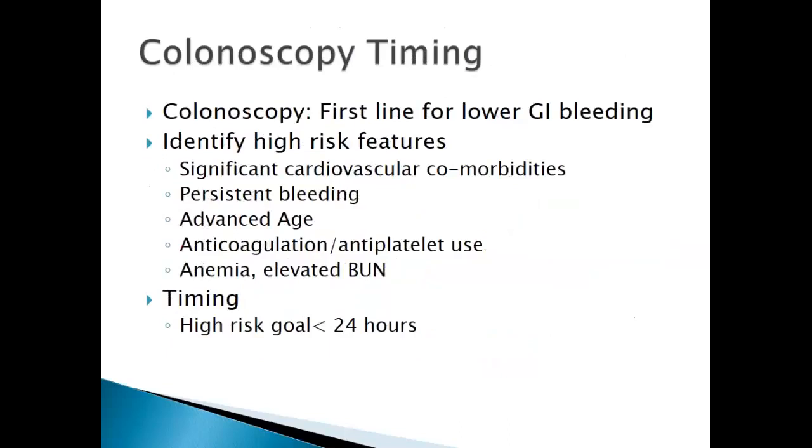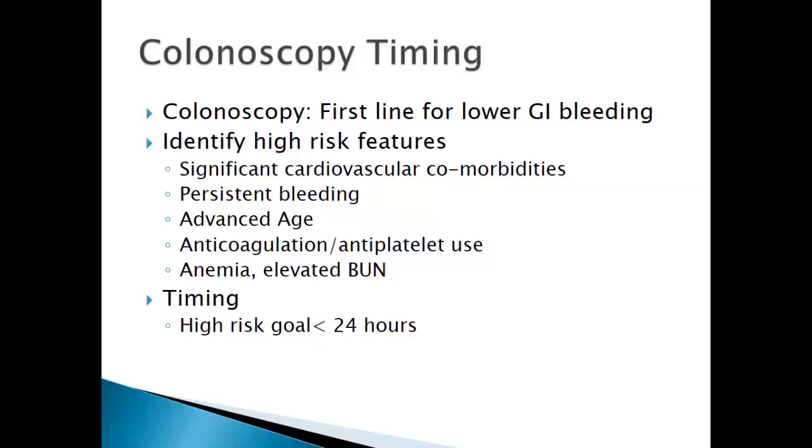In terms of lower GI bleeding, so the timing of colonoscopy, again, colonoscopy is the first line for lower GI bleeding. I would ask to generally identify high-risk features if I'm talking to somebody over the phone. So significant cardiovascular comorbidities, if they have persistent bleeding, blood on the exam. If they have an advanced age, I think that's technically an age over 60 for the purposes of the prior studies. Anticoagulation or antiplatelet use concurrently, anemia or elevated BUN. Those patients with multiple high-risk features should be scoped. Our recommendation is within 24 hours.